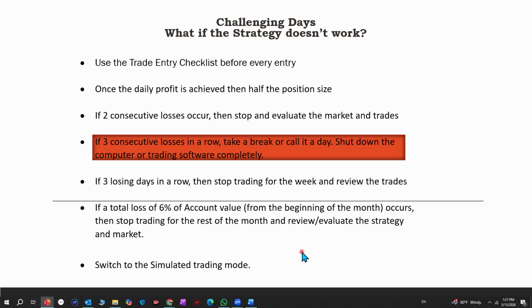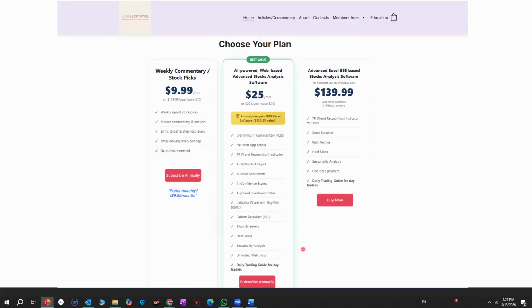TradingView also allows you to work in simulated mode without actual money. So I would urge our beta testers to test the TR indicator in simulated mode for the time being.